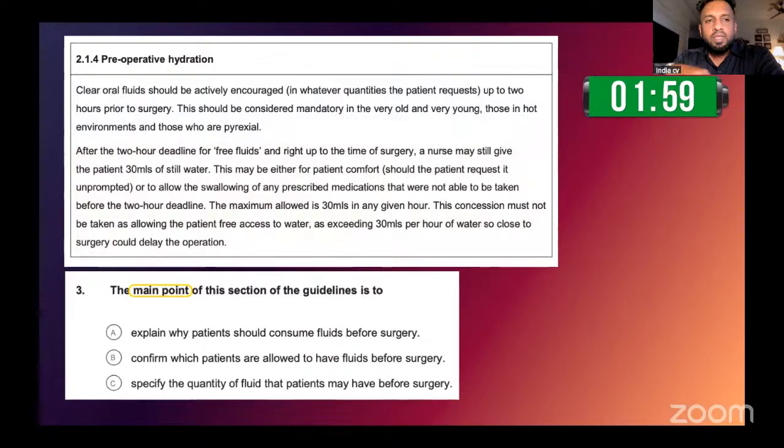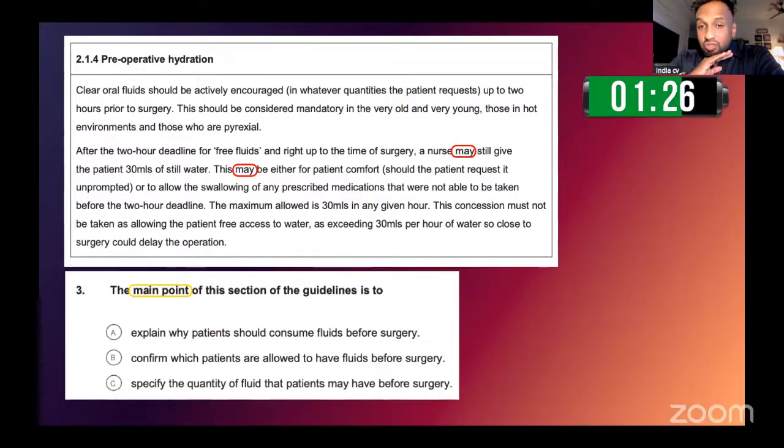Main point. So what do you have to do? You'll have to read it carefully the second time. You will also have to locate if there are any modal verbs given. After the 2 hour deadline for free fluids and right up to the time of surgery, a nurse may still give the patient 30 ml of still water. This may be either for the patient's comfort, should the patient request it unprompted, or to allow the swallowing of any prescribed medication that was not able to be taken before the 2 hour deadline. Maximum allowed is 30 ml of water.